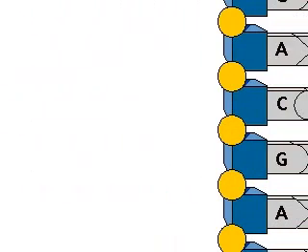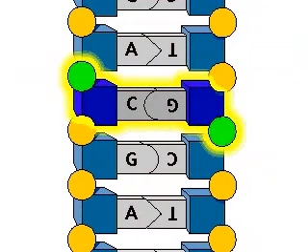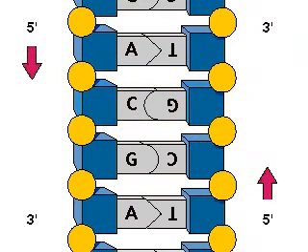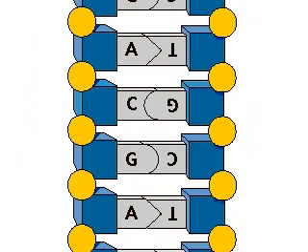Unlike RNA, DNA has 2 strands. The nucleotides in the 2 chains are upside down from each other. In other words, the 5' to 3' phosphodiester bonds run in opposite directions. For this reason, the 2 strands of DNA are said to be antiparallel.